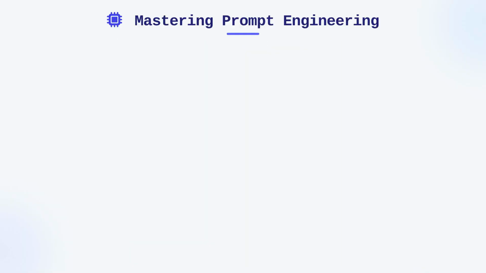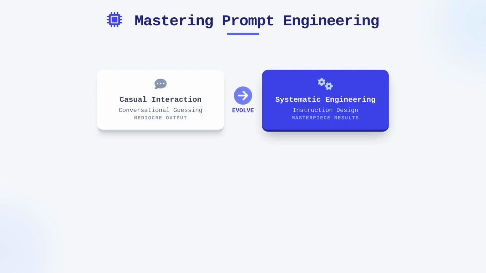If you have spent any time experimenting with generative AI, you have likely noticed that the difference between a mediocre output and a masterpiece often comes down to the phrasing of your instruction. This course is designed to transition you from casual, conversational interaction toward a systematic, engineering-based approach to instruction design. We are not just typing requests. We are programming the latent space of these models to produce predictable, high-utility results.